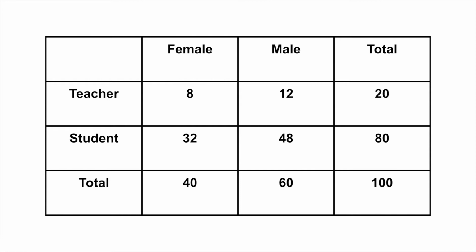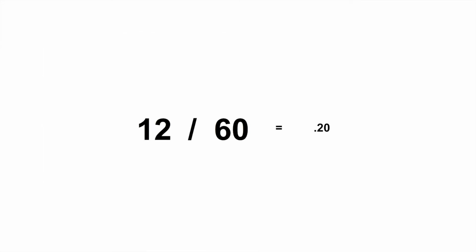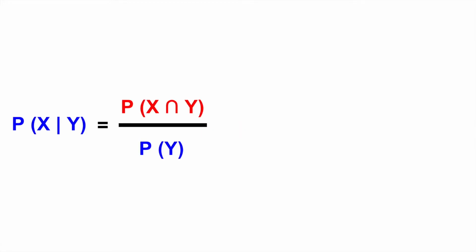The teachers and students can be described as either male or female. Let's try to figure out what is the conditional probability for a male teacher. The data states that 12 of the teachers are male, and there are 60 teachers in total. Therefore, the conditional probability for a male teacher would be 12 divided by 60, which is around 20%. So now we know what conditional probability is.